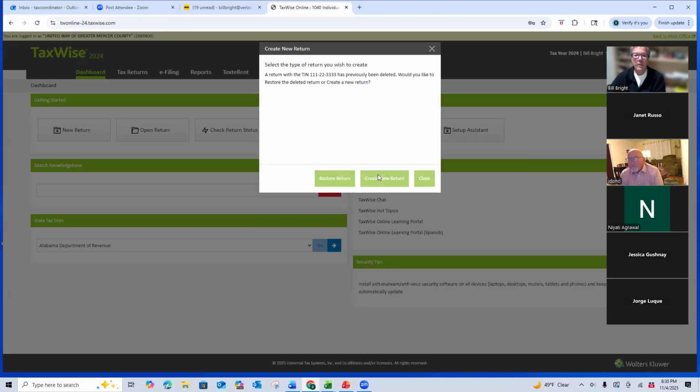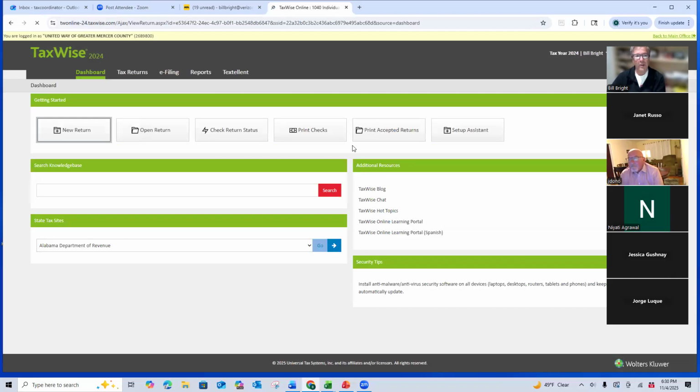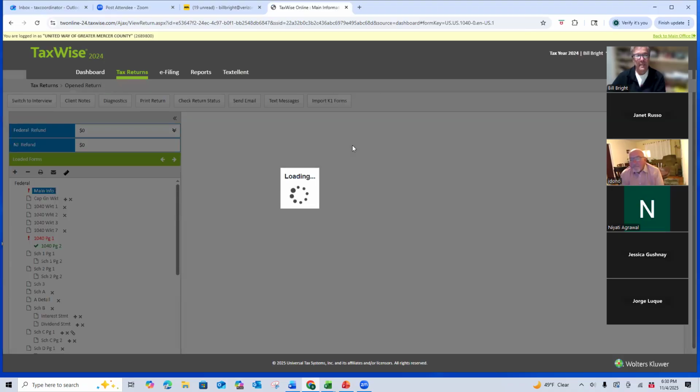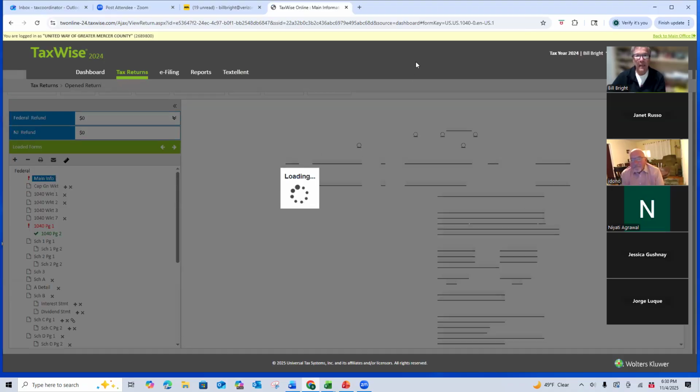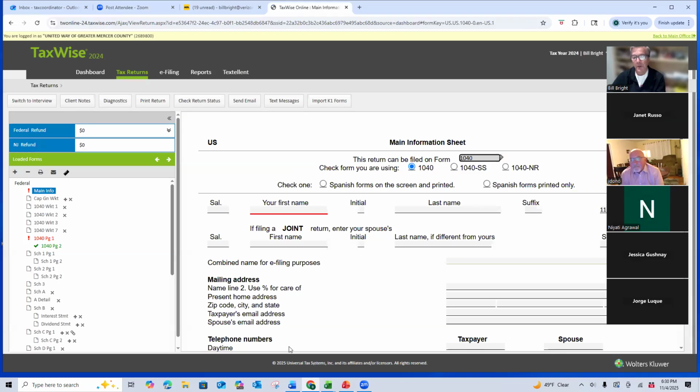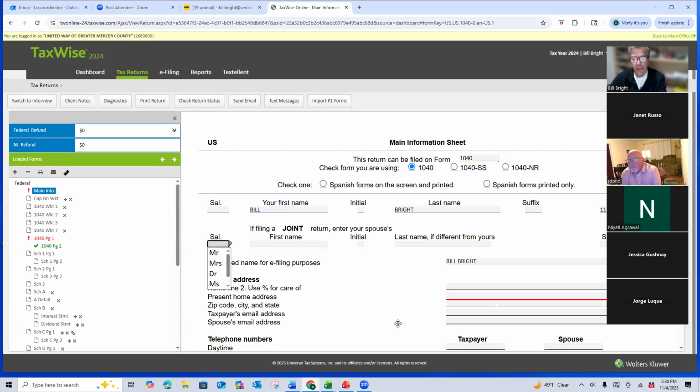Okay. So when you come into TaxWise and you create a new return, this is what it's going to look like. On the main information page, which is what it defaults to, it's pretty straightforward what you need to do. And again, I'm just going to kind of go through it. You're going to get down here where a lot of things are highlighted in red.